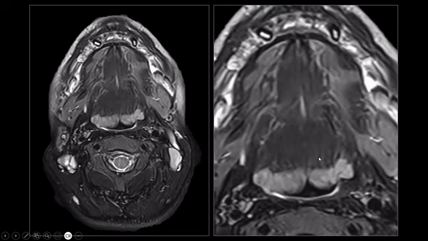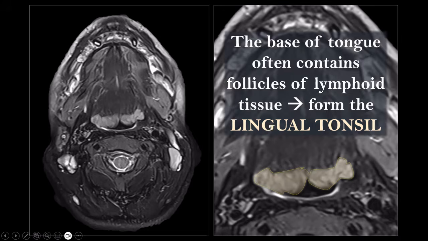We see here the tongue base. You will recognize this if you've seen the video on oral cavity anatomy, so I'm not going to repeat these structures, but this here we see tissue. This is not the tongue, which is composed of muscles. We see here the typical dark signal of muscular structures. This tissue has different signal characteristics. This is not muscular tongue. What is it? These are the lingual tonsils.